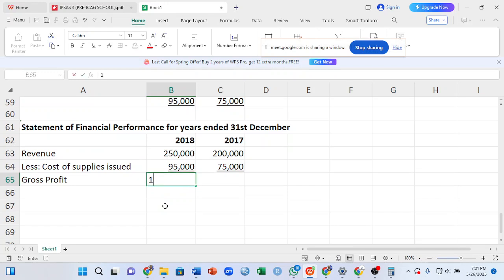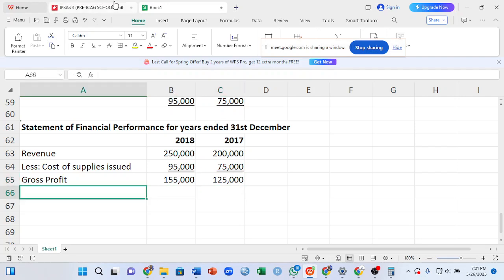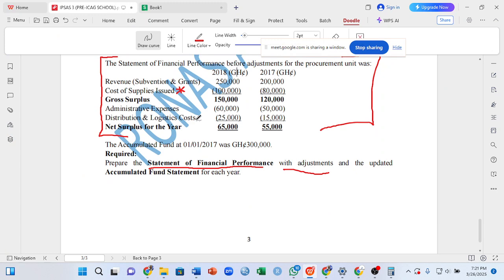155,000 for 2018. That was for which year? 2018, right? Yes, please. Okay, 2017. 125,000. Okay. Then we'll come to the rest. We just look at it and write it.